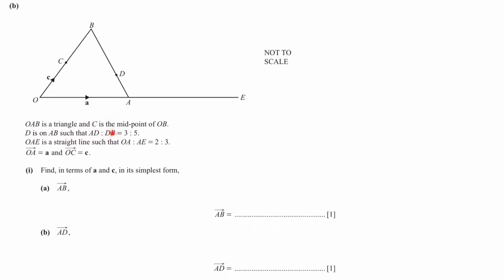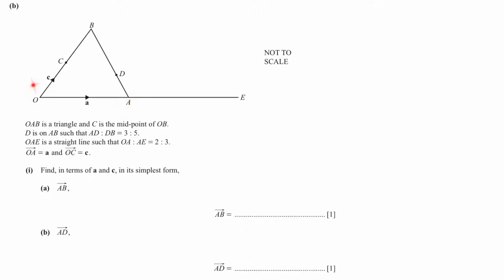OAP is a triangle and C is the midpoint of OB. D is on AP such that AD is to the ratio of 3:5 with DB. OAE is a straight line such that OA is to AE to the ratio of 2:3. OA is A and OC is C. Find in terms of A and C in its simplest form, AB.